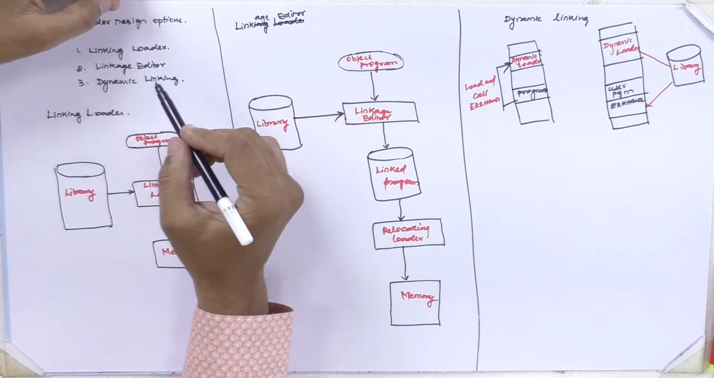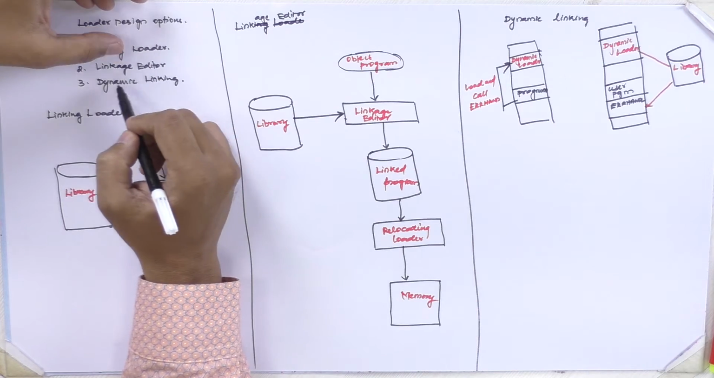In this video lecture, we are going to see the next topic, loader design options. There are three loader design options. First one is linking loader, second one is linkage editor, and third one is dynamic linking. So there will be three types of loader.